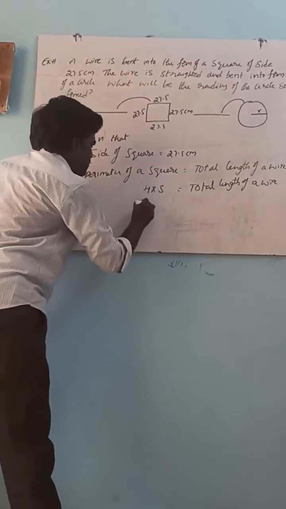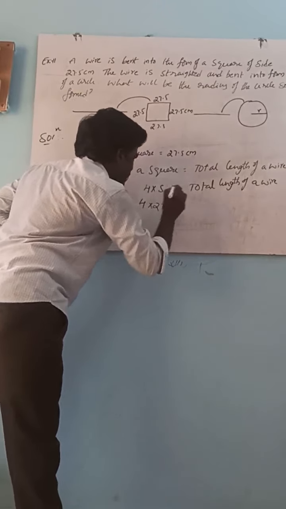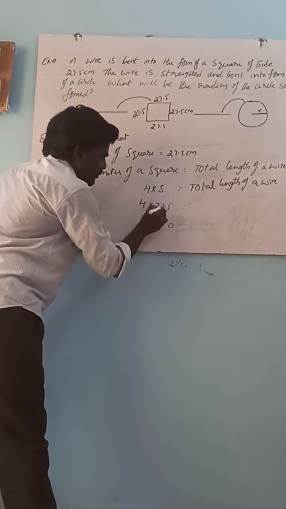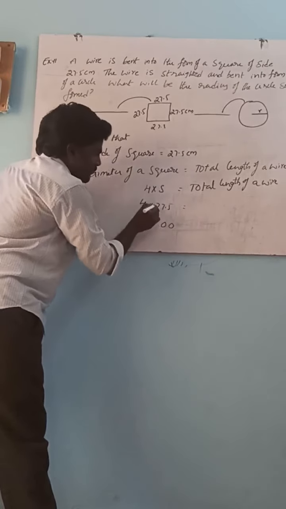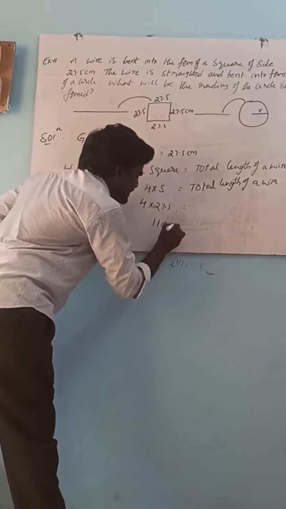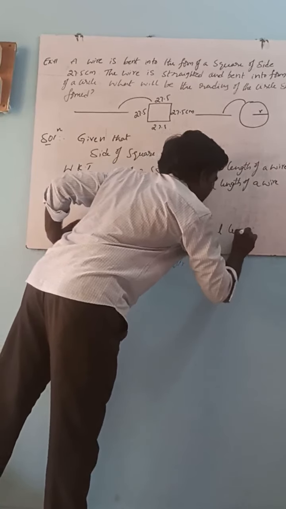Here 4 into the side of a square. They have given 27.5. So 4 into 27.5. 4 times 5 is 20. 4 times 7 is 28, plus 2 is 30. 4 times 2 is 8, plus 3 is 11. So 110 centimeter is the total length of the wire.